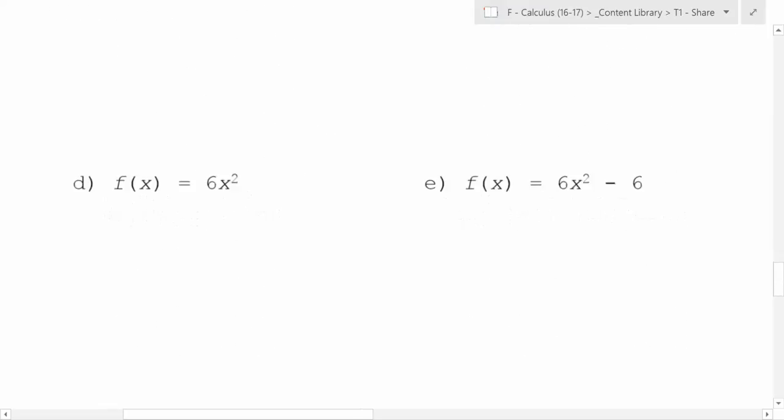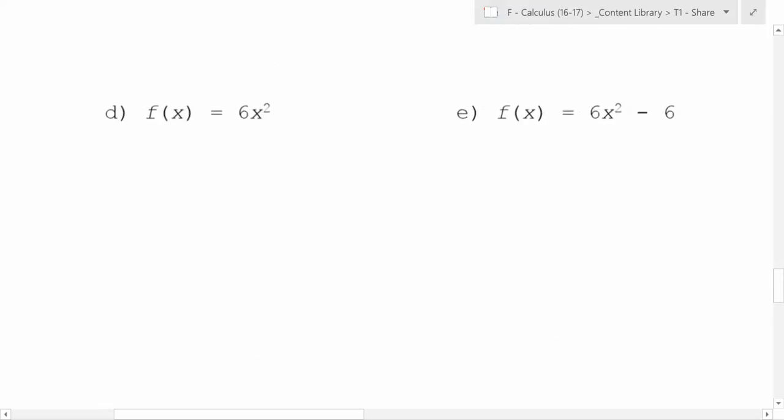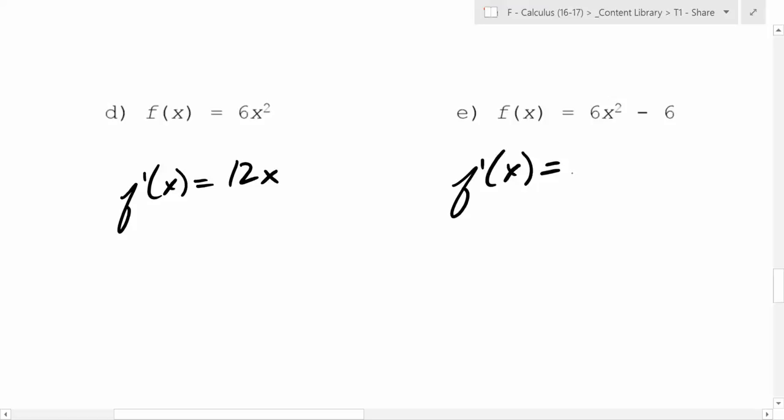What about this one right here? Someone else want to answer D for me? D. Can you tell me D? Arvin, what is it? 12x. Exactly. And what about this one? F prime of x. What's this one going to be, Arvin?